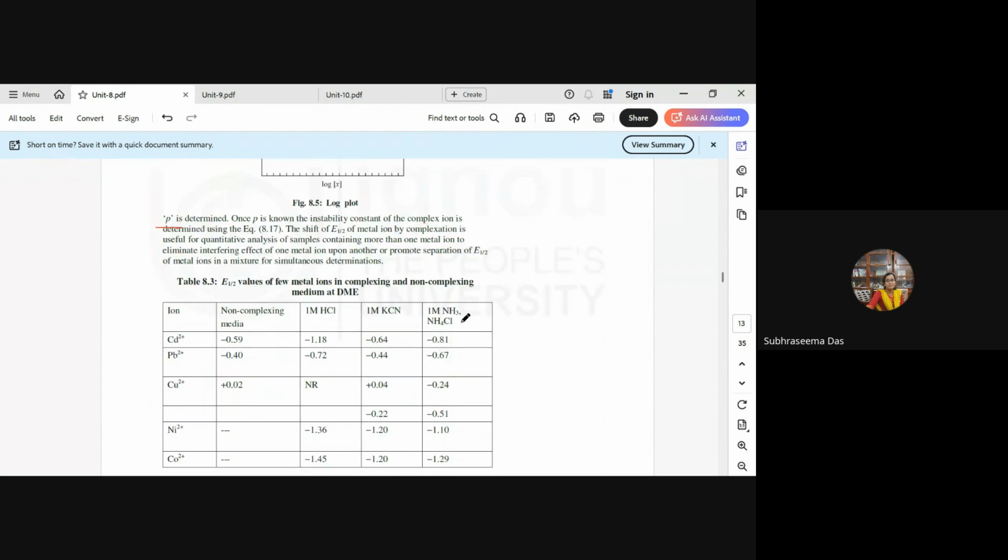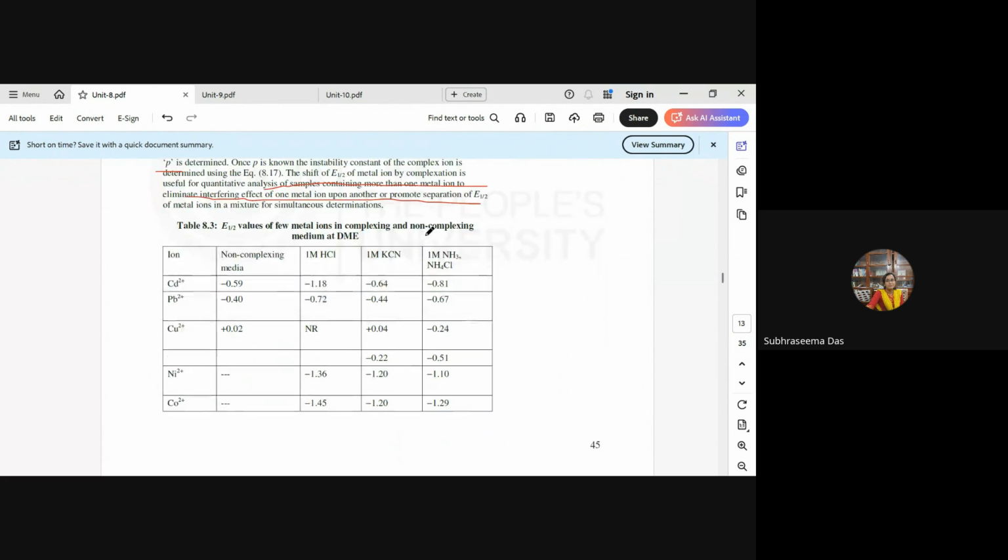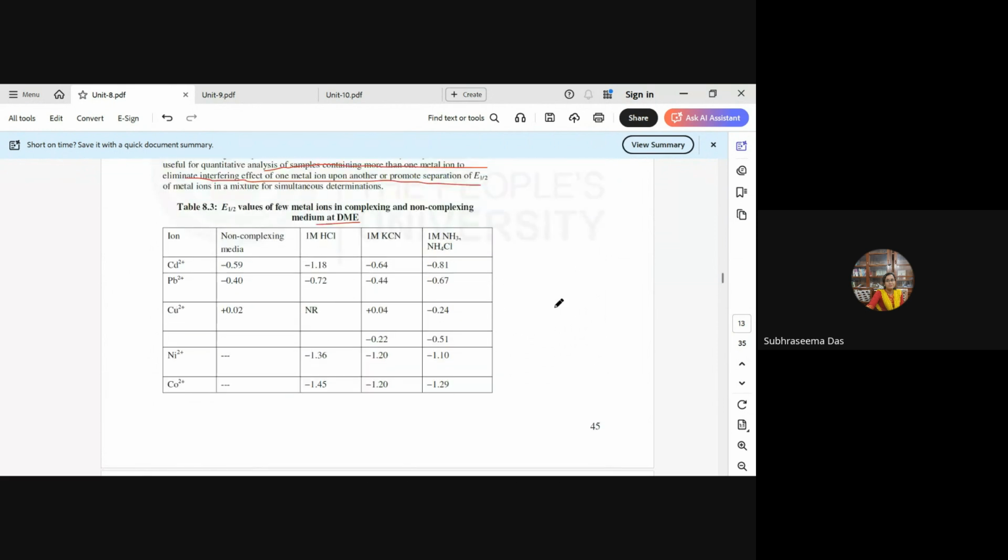The shift of E half of a metal ion by complexation is useful for quantitative analysis of samples containing more than one metal ion, to eliminate the interfering effect of one metal ion upon another, or to promote separation of E half of metal ions in a mixture for simultaneous determinations. The E half values of a few metal ions in complexing and non-complexing medium at the dropping mercury electrode are shown here in this table.